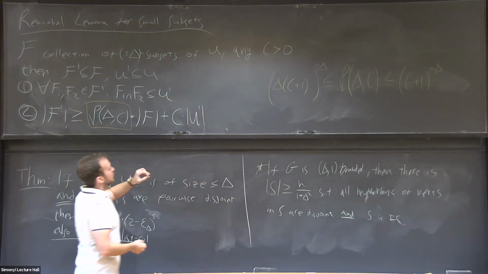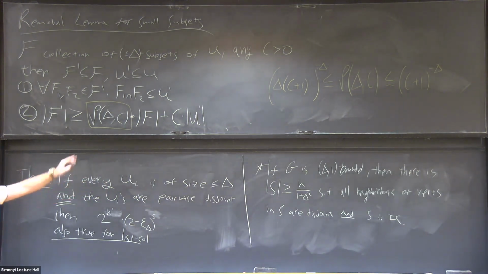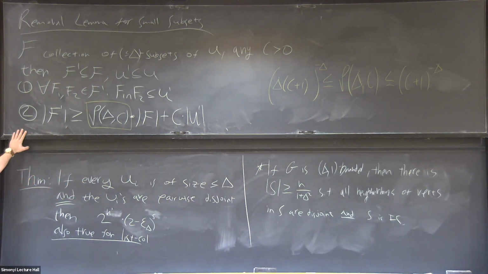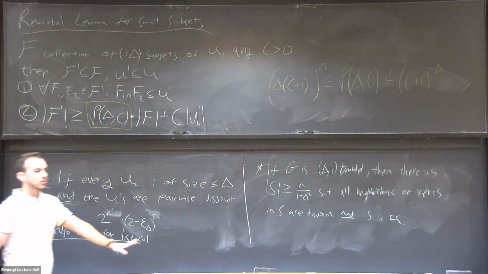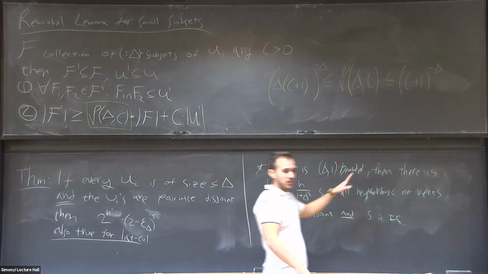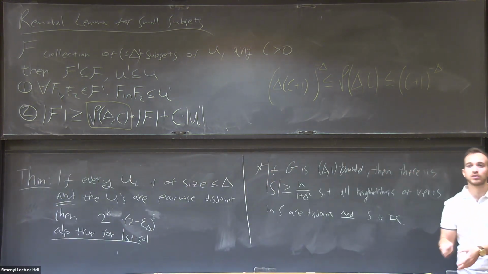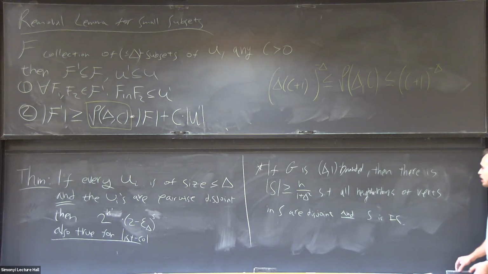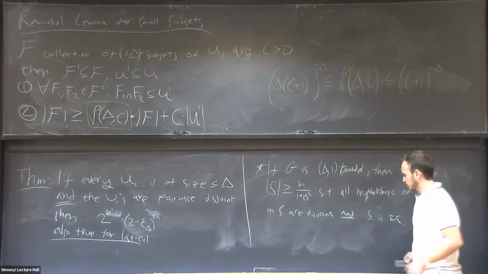Okay. So the first question now is, what do we do with that? How do we use this statement and this statement to go from bounded degree graphs to graphs that have only a portion of the vertices with bounded degree? You can use the side boards if you want.